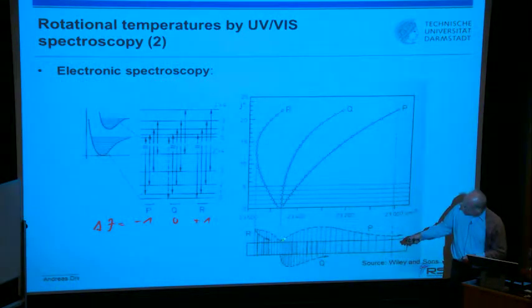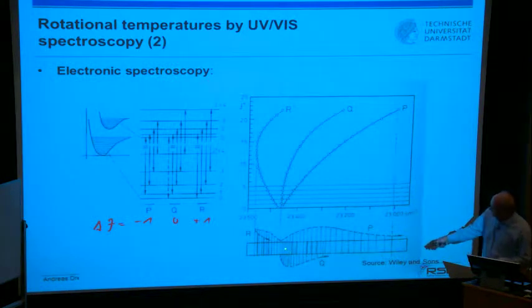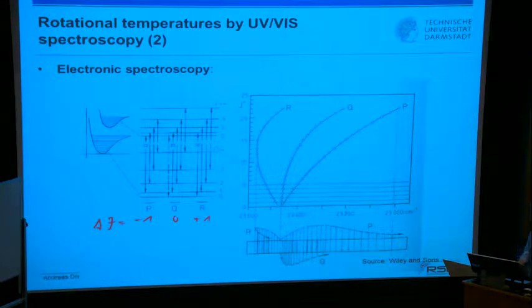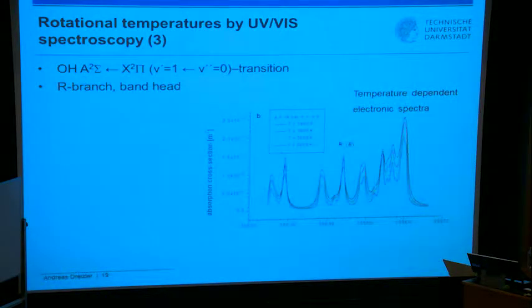And again, because of Boltzmann distribution, you find the different lines have different intensities in absorption. You find the same for the Q branch, which is given here as well, a certain distribution because of the Boltzmann distribution, and the P branch over here. And now you can select possibly the R branch and do absorption spectroscopy in the UV or visible, depending on the molecule. And here you see an example of OH.